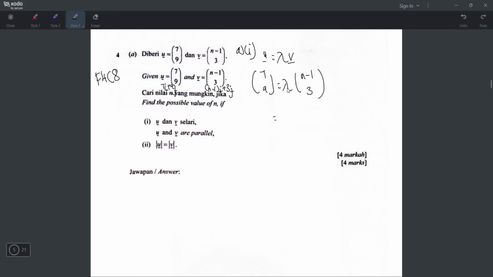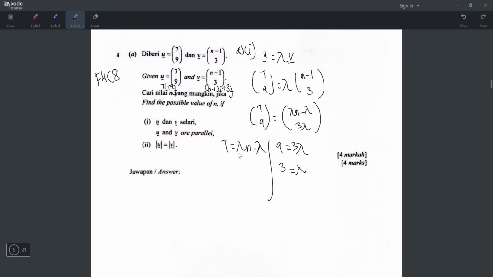Okay, now you take the lambda, expand, you multiply it inside, then you compare. So lambda times n will be lambda n minus lambda, lambda times 3 will be 3 lambda, and then you compare i with i, j with j. So 7 equals lambda n minus lambda. But of course, we can't solve this first because there are two unknowns. But the bottom one will be 9 equals 3 lambda. So I can find lambda from here.